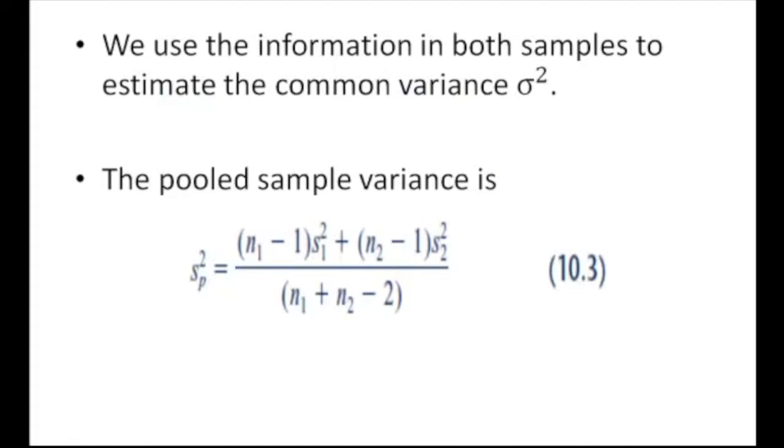We need to estimate the common variance term sigma squared. So we use the pooled variance using the information in both samples. The pooled variance is a weighted average of the two sample variances. We weight by the degrees of freedom. If we have more observations from one group, then the sample variance gets a higher weighting.